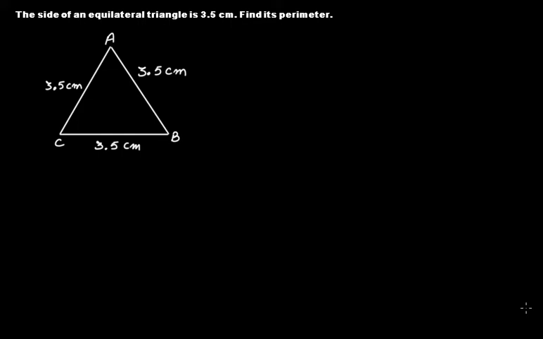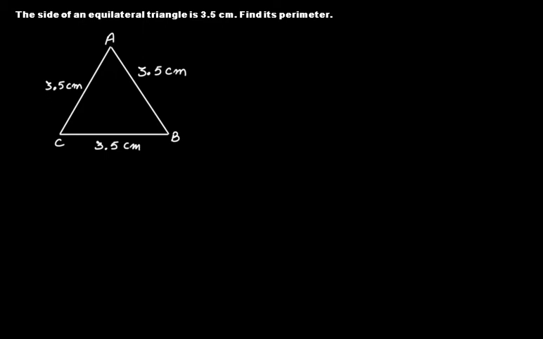The side of an equilateral triangle is 3.5 centimeter and you have to find its perimeter. So it's a word problem on multiplication of decimals. So this is our equilateral triangle ABC. The sides of this equilateral triangle is 3.5 centimeter and you have to find the perimeter.